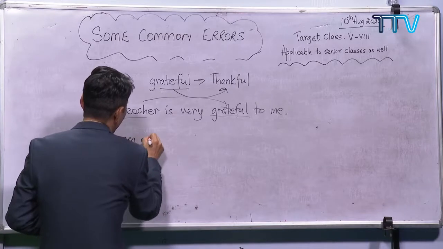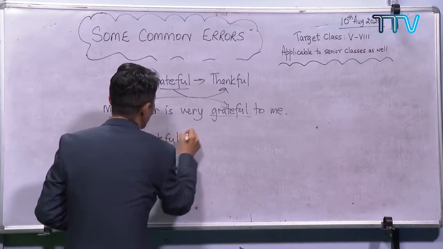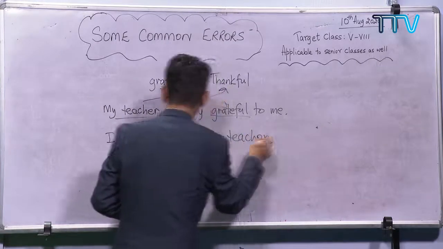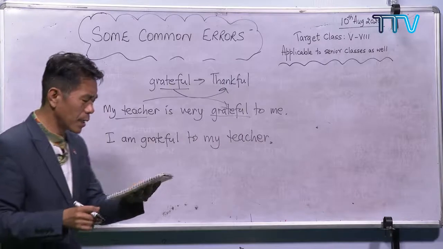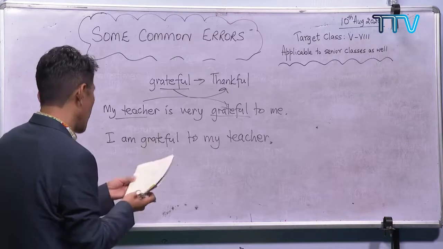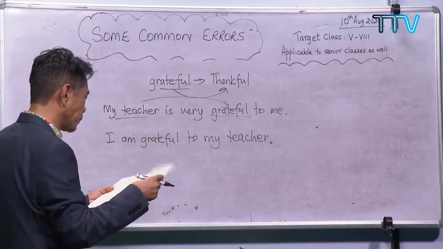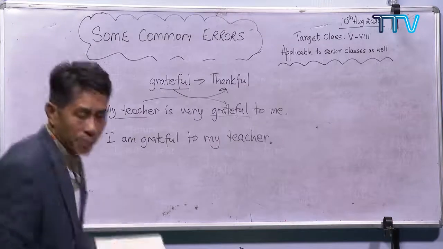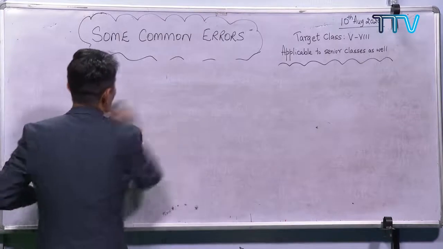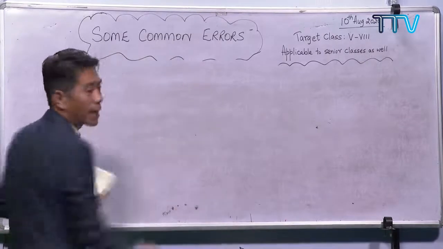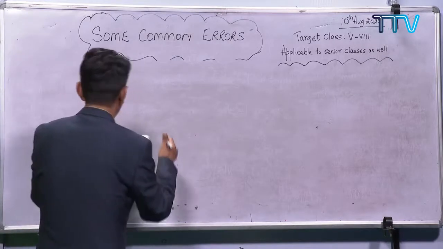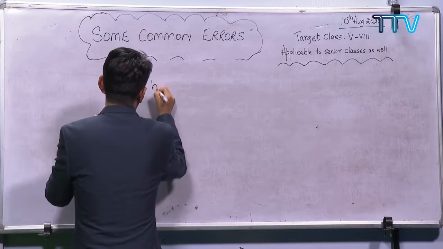So it should be like this. I am grateful to my teacher. So that is correct. I am thankful. You should be thanking your teacher. Okay, I'm sure you can easily relate to this. Okay, yes. And now, sometimes, I'm going to take just one example and then I'm going to stop. Okay, yes. So there are so many common errors. Okay, you can also try to check. My student used to make a mistake regarding how.